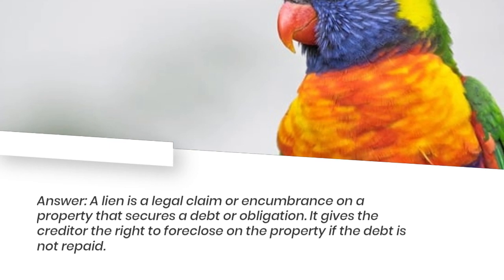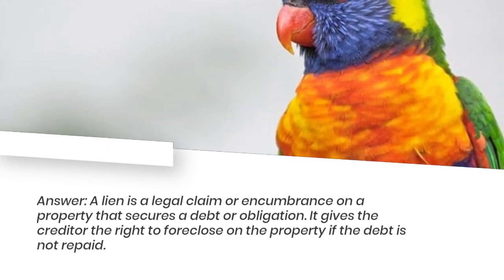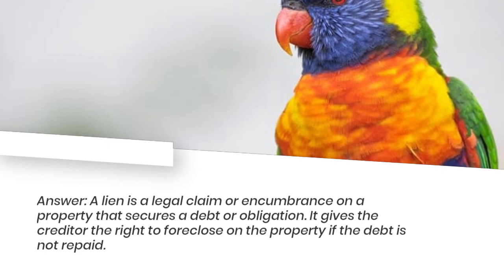What can you understand by a lien? Answer: a lien is a legal claim or encumbrance on a property that secures a debt or obligation. It gives the creditor the right to foreclose on the property if the debt is not repaid.